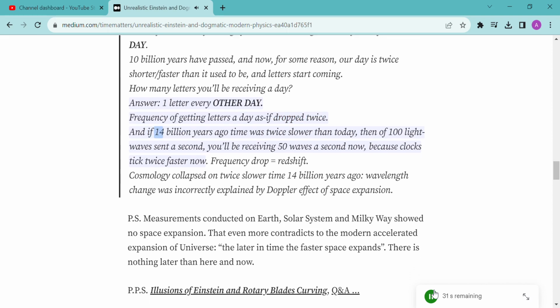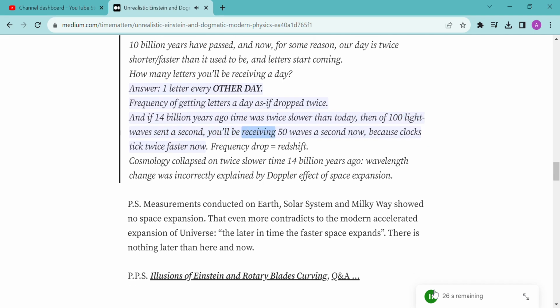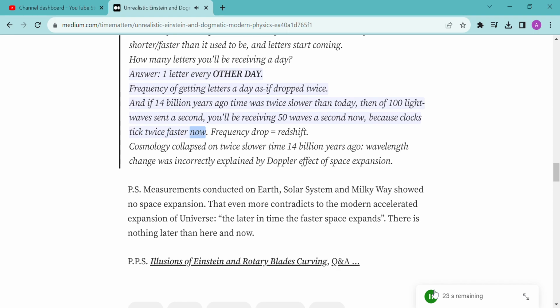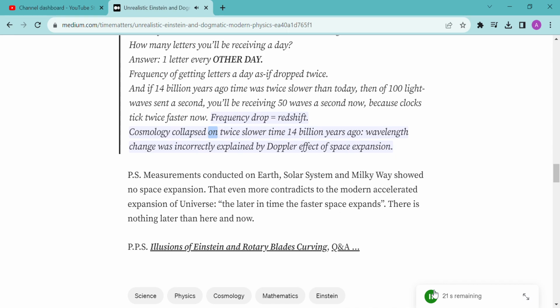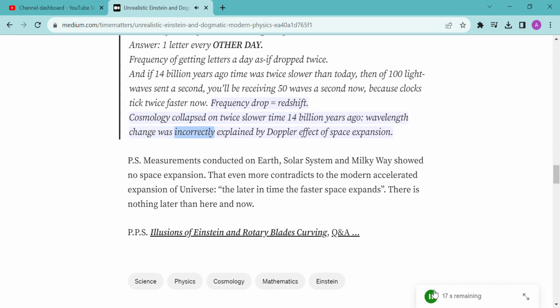And if 14 billion years ago time was twice slower than today, then of 100 light waves sent a second, you'll be receiving 50 waves a second now, because clocks tick twice faster now. Frequency drop equals redshift. Cosmology collapsed on twice slower time 14 billion years ago. Wavelength change was incorrectly explained by the Doppler effect of space expansion.